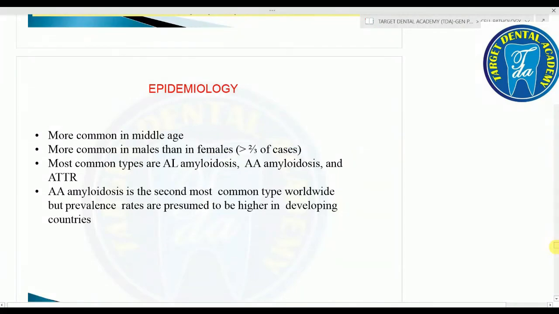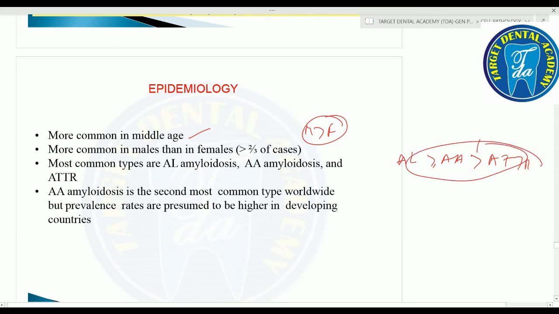So after this, let's discuss the epidemiology. It most commonly occurs in middle age and more commonly in males than females. The most common type is AL amyloidosis, then AA, and then ATTR. Important: the amyloid associated protein is the second most common type worldwide, but prevalence rates are presumed to be higher in developing countries.